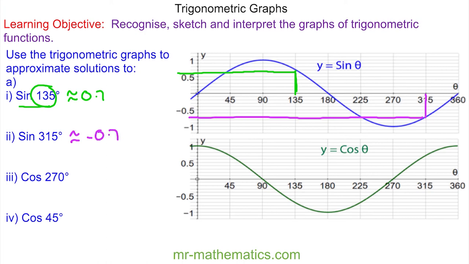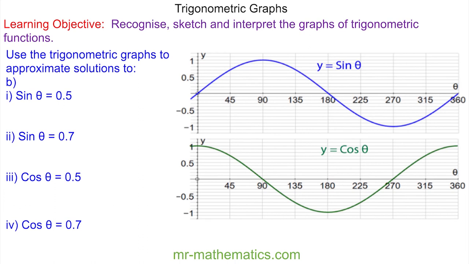Do you want to try and work out the cosine of 270 and the cosine of 45? You can pause the video and resume it when you're ready. So the cosine of 270, well, 270 is here, and you can see when we go across, this is 0. And for part 4, the cosine of 45, we go up to our graph, and we go across, and this is approximately 0.7.